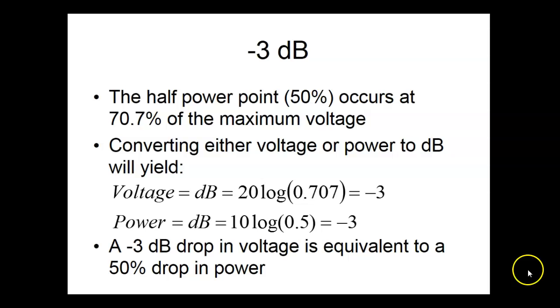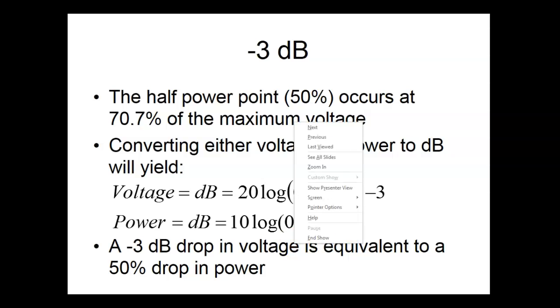So if I take 20 log of 0.707, it's going to give me minus 3 dB. If I take 10 log of 0.5, it's going to give me a minus 3 dB. Y'all understand that? That's why the 20 log works. Y'all see what I'm talking about? Yes or no?